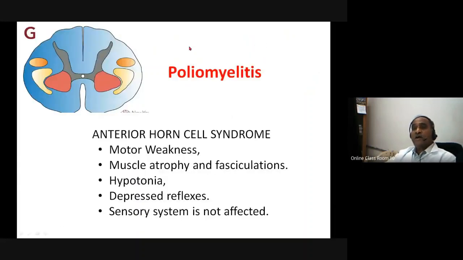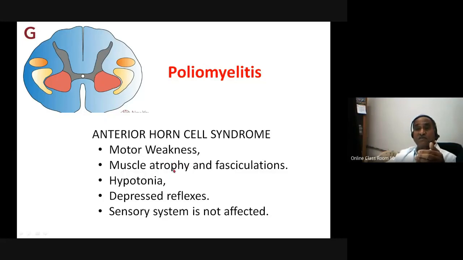Move on to another condition which worries us, poliomyelitis. This viral disease destroys the anterior horn cells. This is the anterior horn. These anterior horn cells give the motor fibers to the skeletal muscles. So once these are destroyed, what happens? There will be motor weakness or muscle weakness. Muscles atrophy because of disuse, and second, the trophic factors are also not reaching.